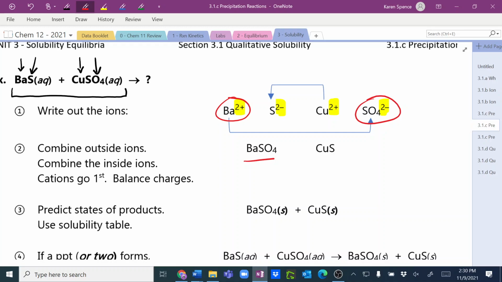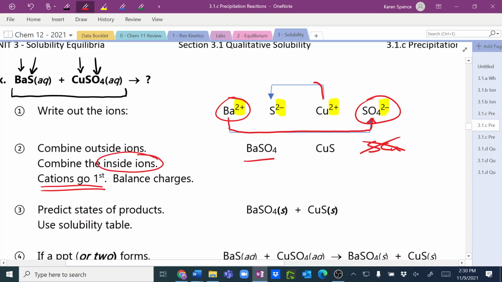We're going to combine our inside ions. Now, when you're doing the inside ions, just watch out that you always make the cation go first. I don't want to see SCu, right? That would be a bad thing. So I always kind of do my outside ones and then I work my way backwards with my inside ones. But you can do it however you want as long as the cation goes first, okay? So Cu goes with S, they're both 2 minus, so we end up with that.